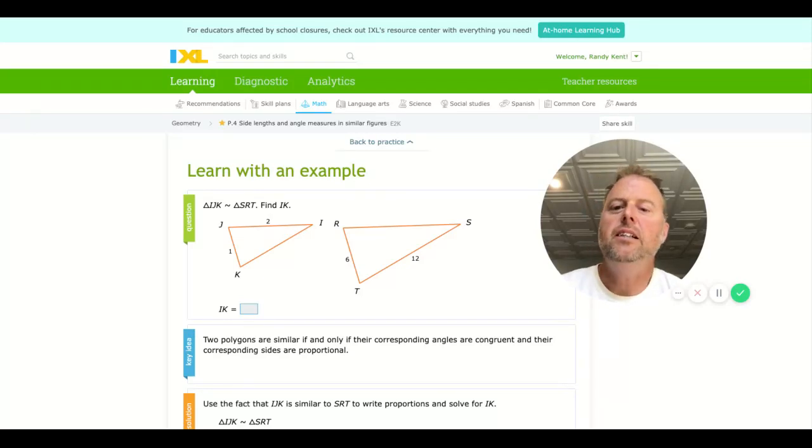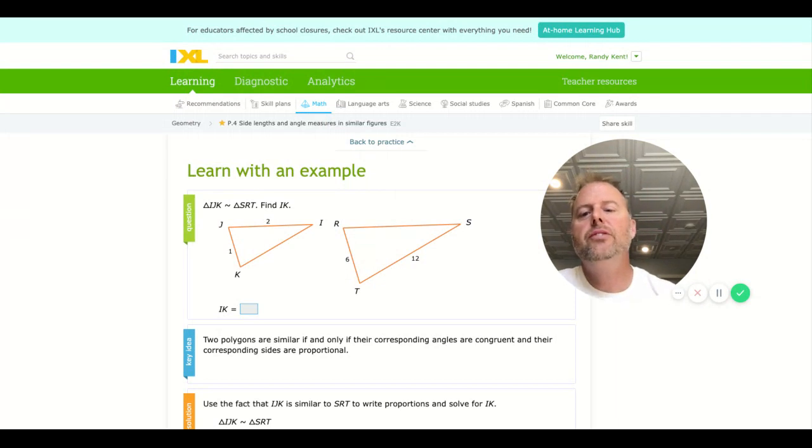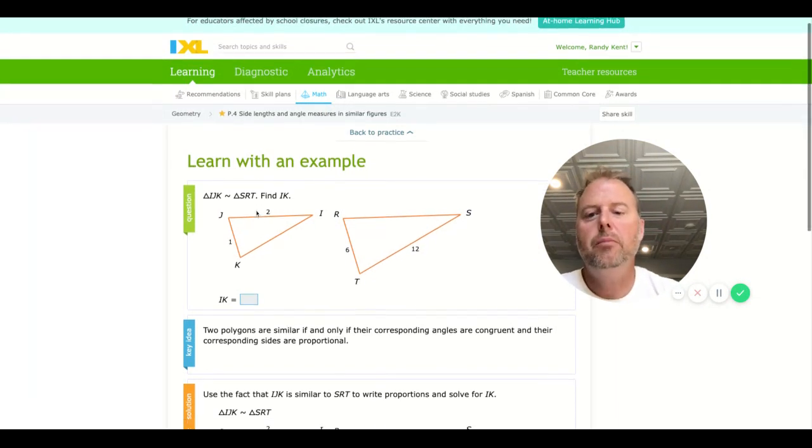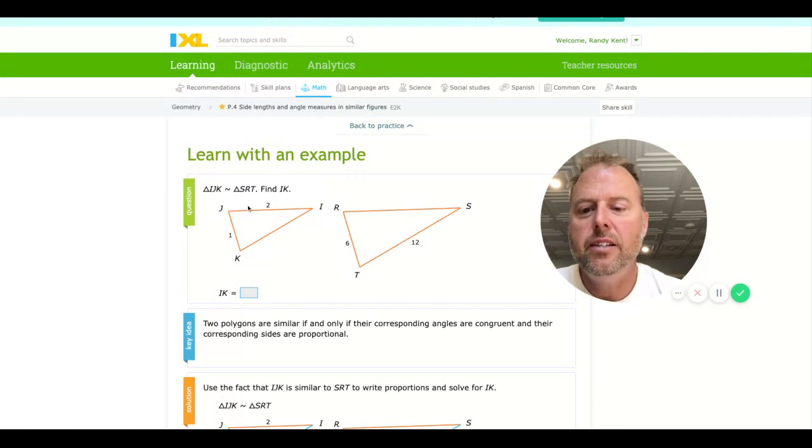Here we're looking at side lengths and angle measures in similar figures. So if we have a similar figure, like looking at this example here, we have IJK is similar to SRT. Now remember that means that IJ has to be similar to SR. JK has to be similar to, or in proportion to, RT. And then IK has to be in proportion to ST.